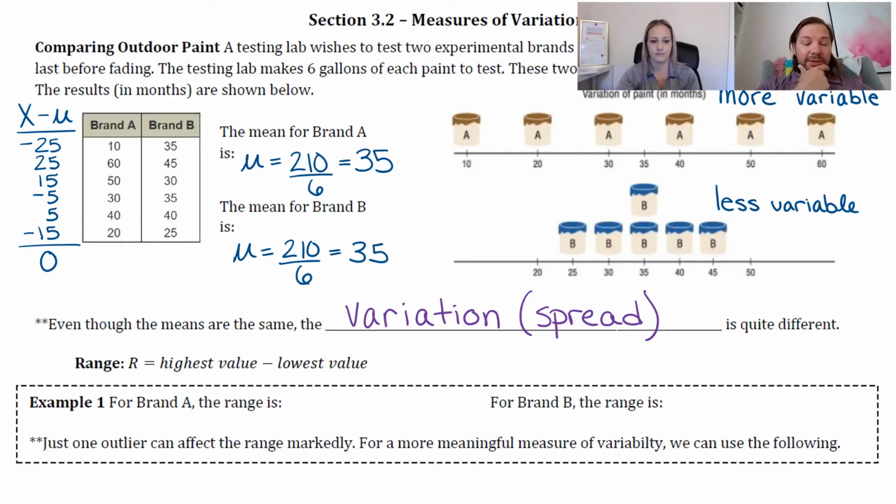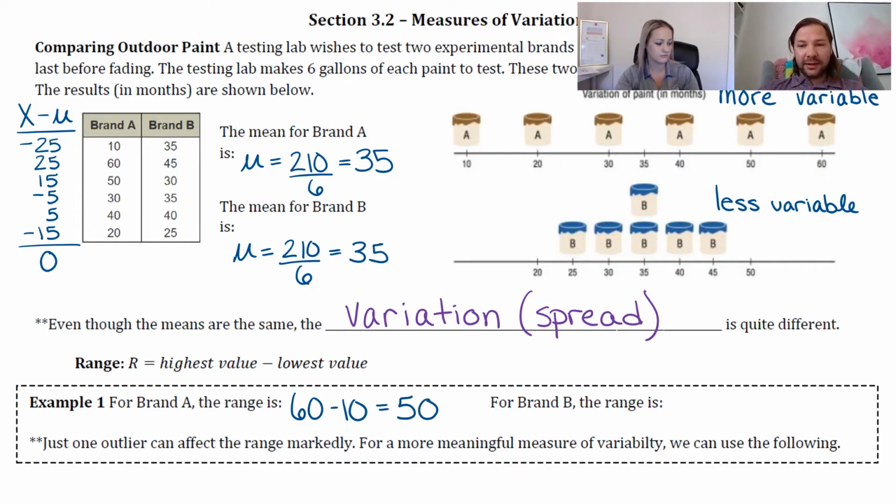Okay, so there's one other way to calculate the variation or spread, and the easiest way is called the range, in which you just take the highest value in your data table minus the lowest value in your data table, and that gives you a quick and easy way to see how big the spread is. It's not terribly accurate, but it is a fast and easy check. So for brand A, the largest value was 60 and the smallest value was 10. So if you take 60 minus 10, you end up getting 50 for the range.